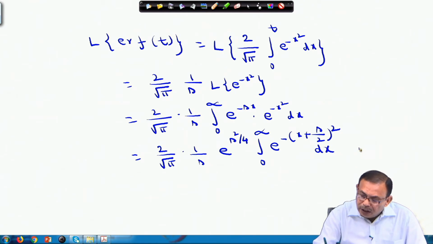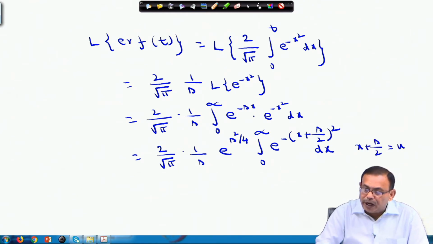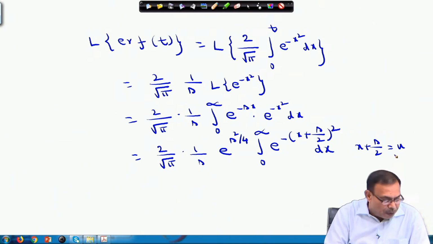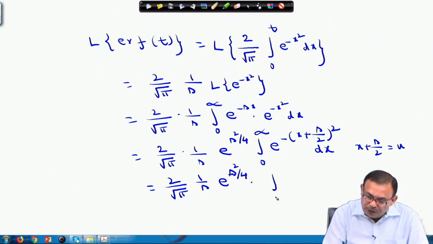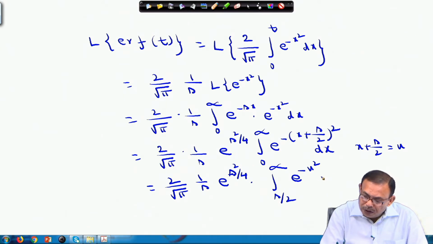Now, you can take x plus s by 2 equals u. If you take x plus s by 2 equals u, in that case this will be converted into 2 by root pi, 1 by s, e power s square by 4, into integral s by 2 to infinity e power minus u square into du.